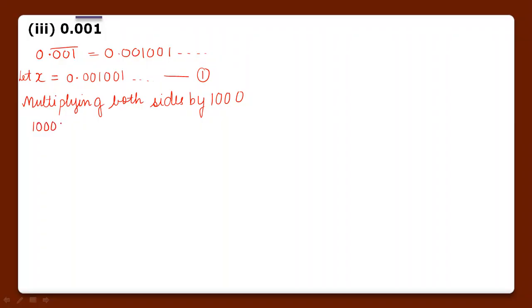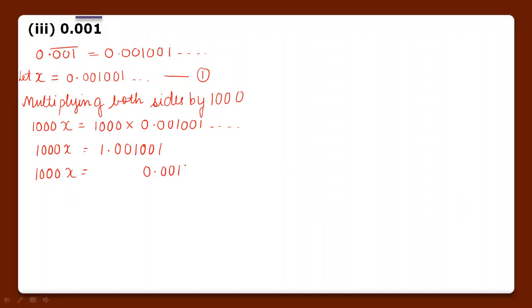Left hand side 1000x, here 1000 multiplied by 0.001001 and so on. We can write it like this. जब हम इसे multiply करेंगे, simply we'll get here 1.001001. Now हम इसमें से RHS साइड में से x को स्प्लिट कर लेंगे. We will get here 0.001001. अब इसमें क्या बचेगा इधर तरफ? Only 1.